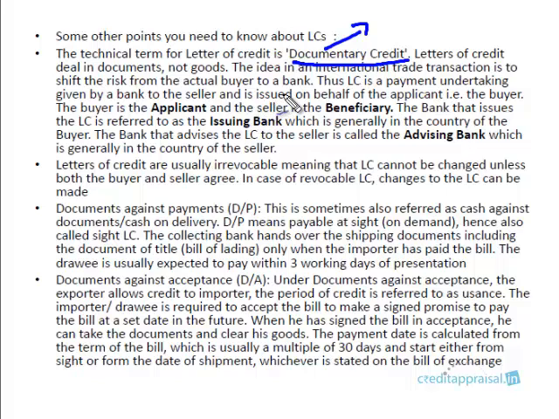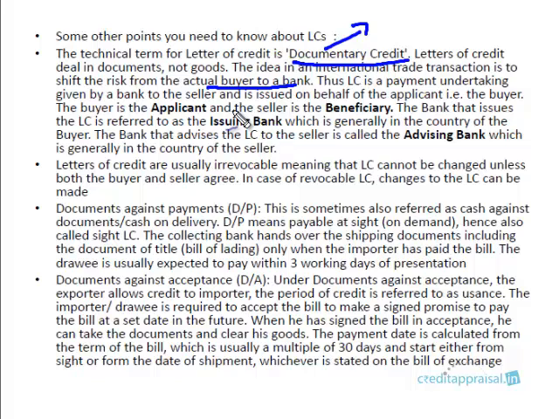So why are banks doing this? Of course, for a commission, but that's not the point. The idea here is they are shifting the risk from the actual buyer to the bank, and thereby they gain some commission. They are taking the risk. For example, if we are the buyer purchasing machinery from the German supplier, we can be certain that certain norms have been followed, that the machine has really been dispatched, really been shipped. There's documentary proof the bank is providing us, so there's a comfort to us.